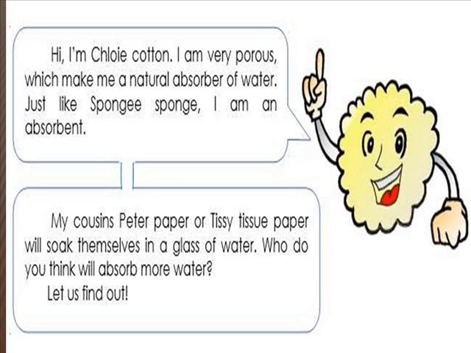Hi, I'm Chloe Cotton. I am very porous, which makes me a natural absorber of water. Just like Spongy Sponge, I am an absorbent. My cousins Peter Paper and TC Tissue Paper will soak themselves in a glass of water. Who do you think will absorb more water? Let us find out.